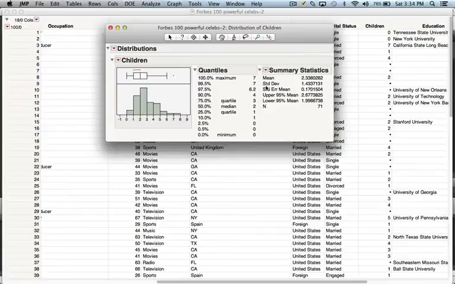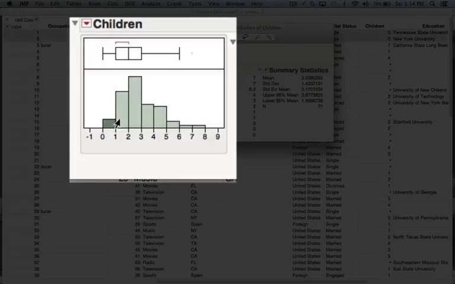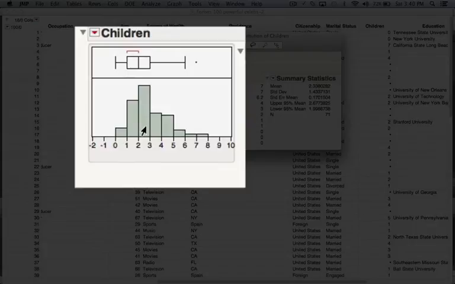Alright, so let's ignore the summary statistics and quantiles for now and take a look at the graph over here. So once again, each of these bars shows the relative frequency of the number of children. And once again, if you click on each one of these bars, it'll highlight the rows in the data set which correspond to the celebrities having this number of children. You can also see here, the most frequent number of children was 2.